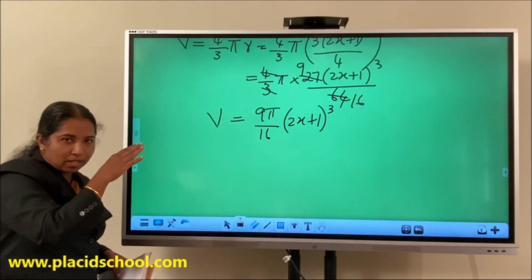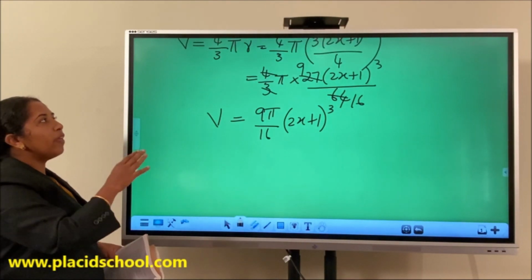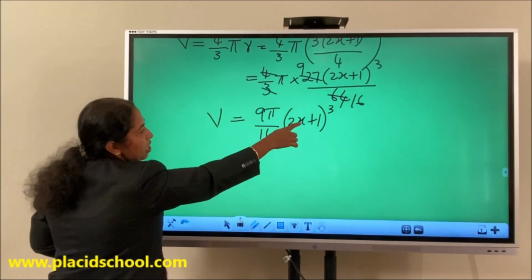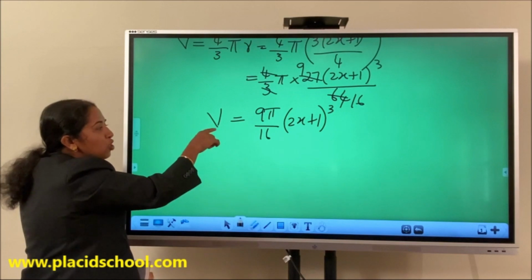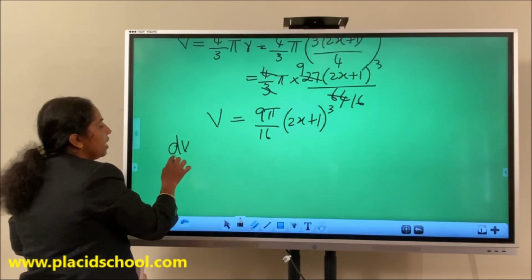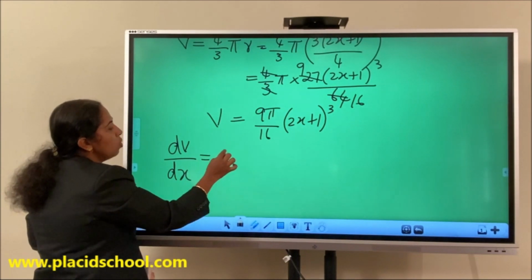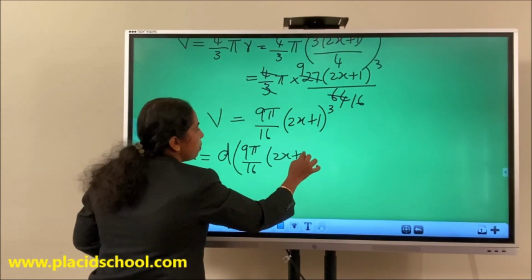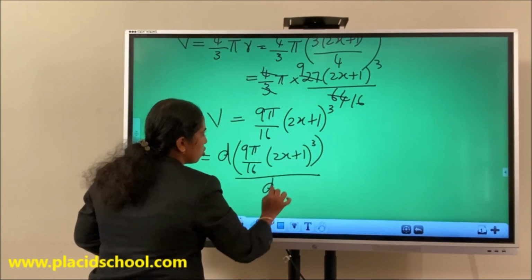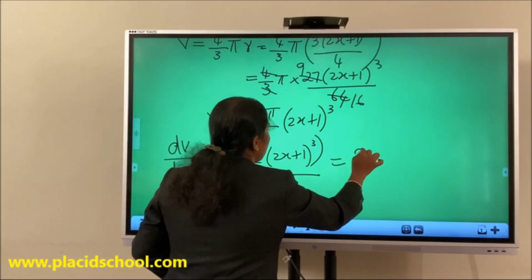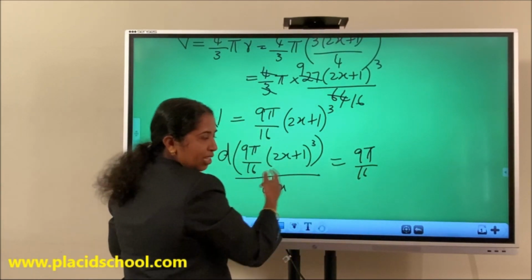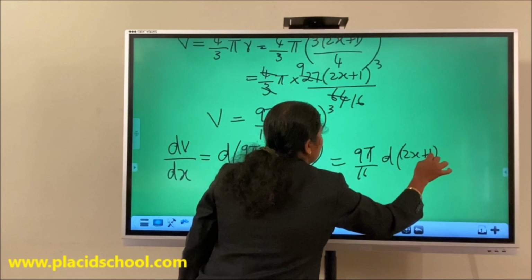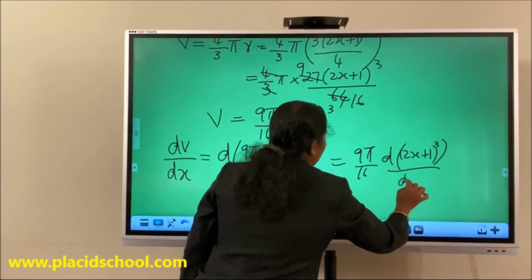So first we computed the radius. Radius is half of diameter. Then we computed the volume, substituted for radius and changed it in terms of x. Now the question is to find the rate of change of volume with respect to x. So dV/dx is equal to the derivative of 9π/16 (2x + 1)³ with respect to x, which is equal to 9π/16, a constant, taken outside, into the derivative of (2x + 1)³ with respect to x.